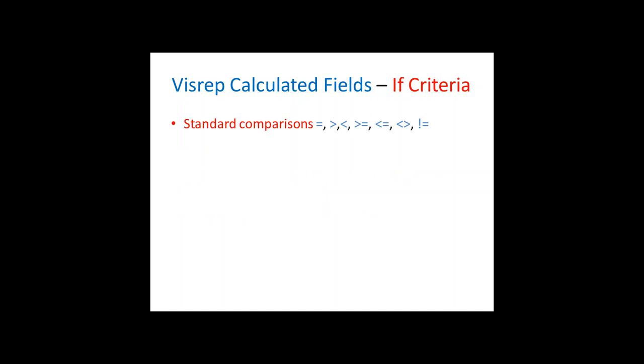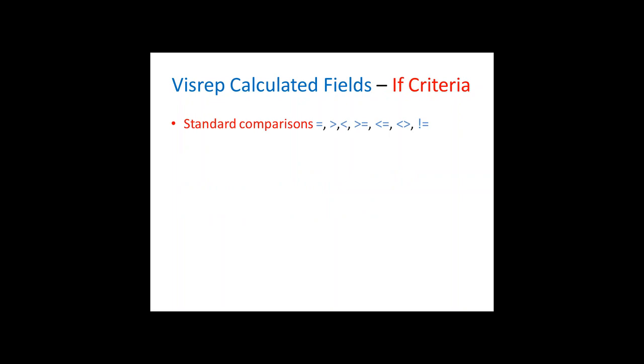Now, when you're doing the calculated fields, there are a number of different criteria that you can use. If you're familiar with Visrep and setting up the criteria, and we saw Gary set up some of those earlier on, these should be fairly familiar to you. Equals compares things to see if they're the same. You've got greater than, less than, greater than or equal to, less than or equal to. Now, the last 2 there are the same.